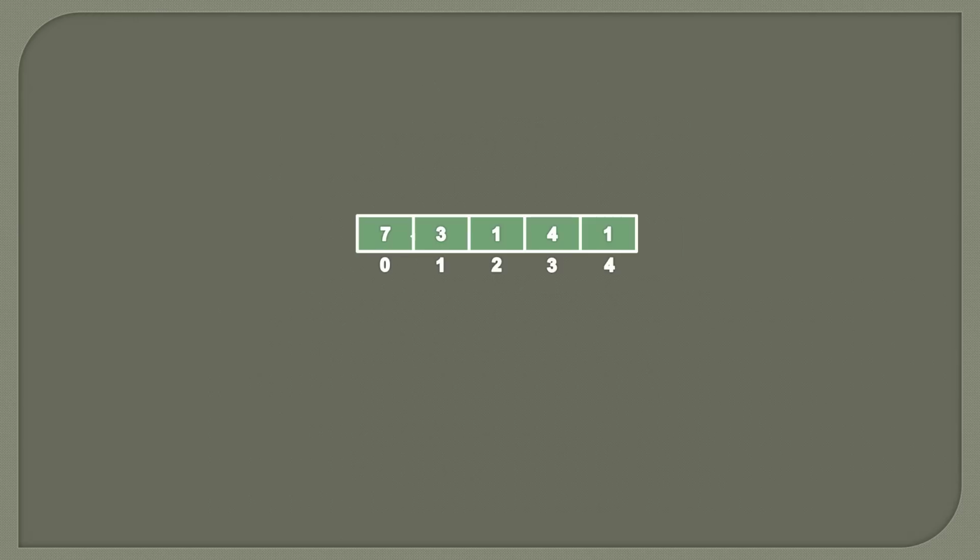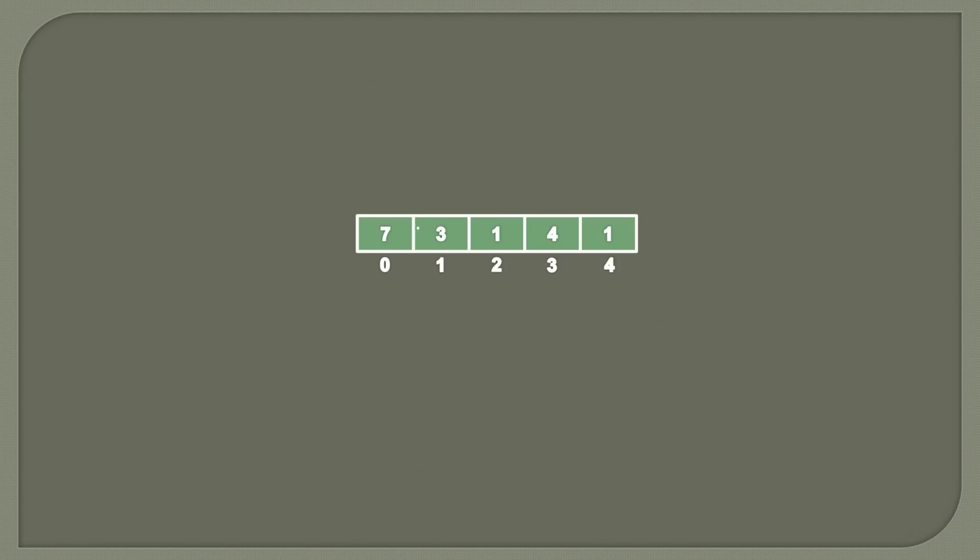So let's suppose we are given this array 7, 3, 1, 4, 1 and we know that 1 appears at least twice, therefore we know that it contains duplicates. So the first way to solve this problem is a very brute force approach where we take each element and compare it with the rest of the elements in the array and we figure out whether the element is duplicate or not.